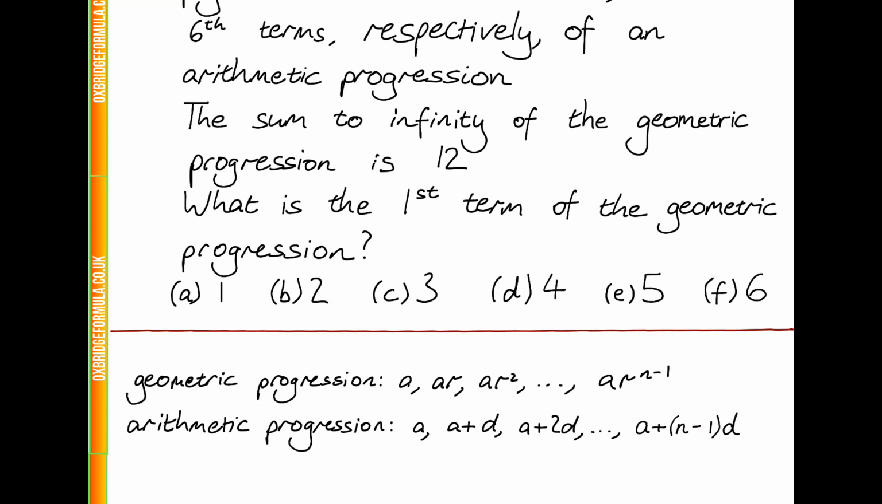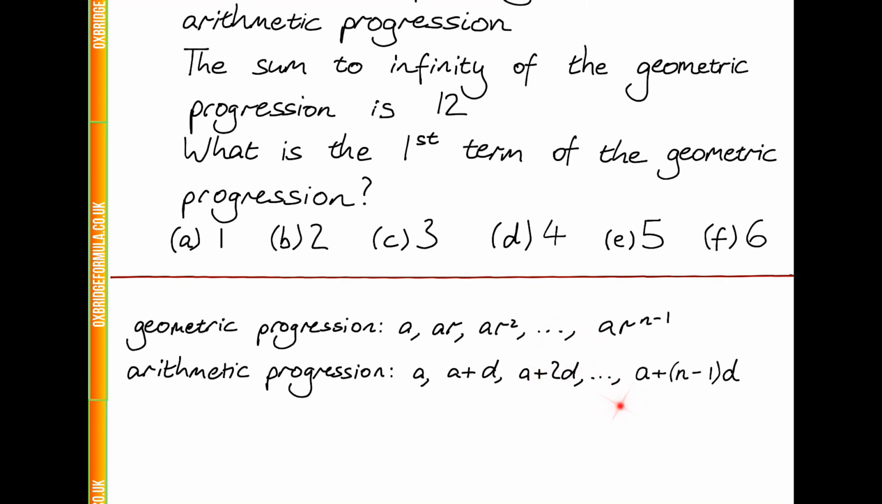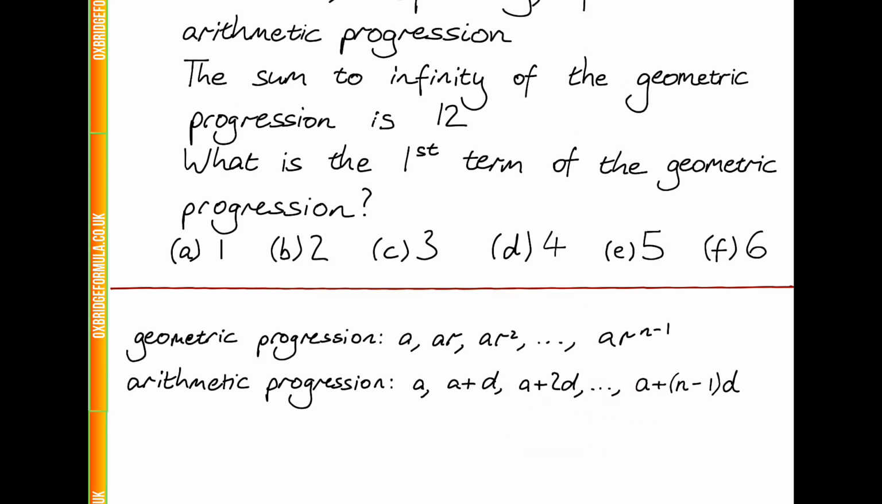So now that we have our information represented like this, we can write down mathematical statements to show that the second term of the geometric progression is the fourth term of the arithmetic progression, and that the third term of the geometric progression is the sixth term of the arithmetic progression. So indeed, the second term of the geometric progression is a times r, and the fourth term of the arithmetic progression is a plus 3d, so these two are equal, and the third term of the geometric progression is a times r squared, and the sixth term of the arithmetic progression is a plus 5d.